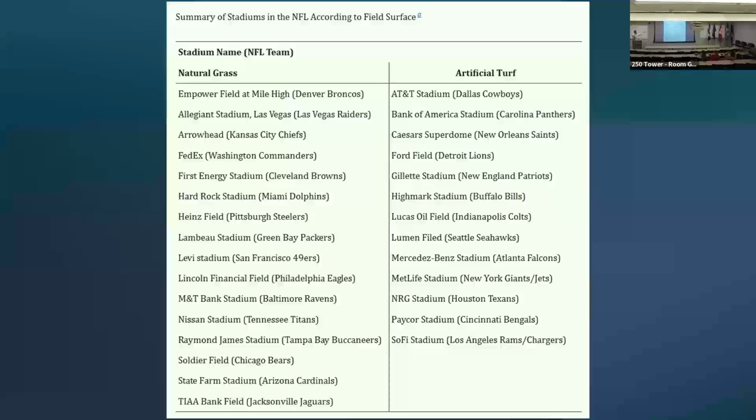This is just a table that they included showing the different fields in the NFL. As you can see, slightly more stadiums have natural grass, 16 versus 13 stadiums with artificial turf. But as you can see, a few of those stadiums are the homes of multiple teams.